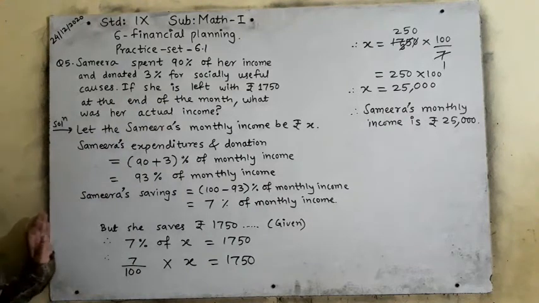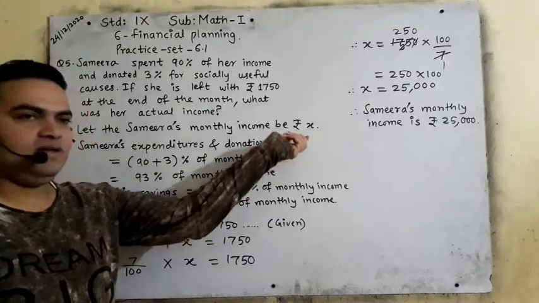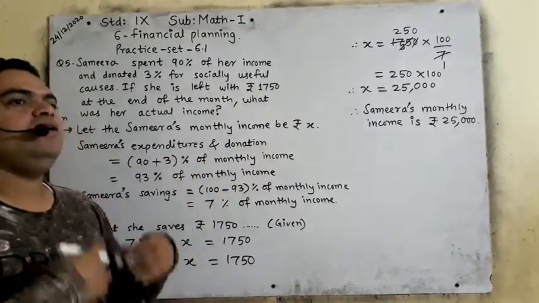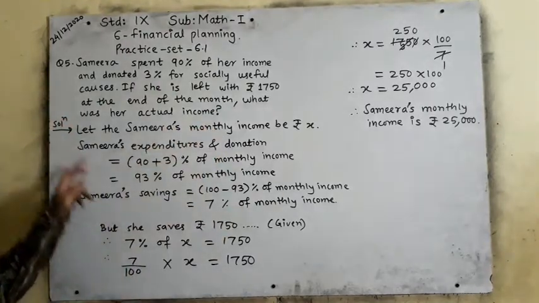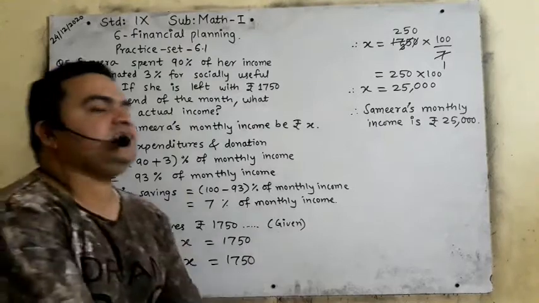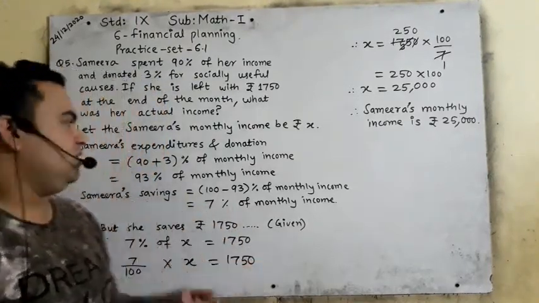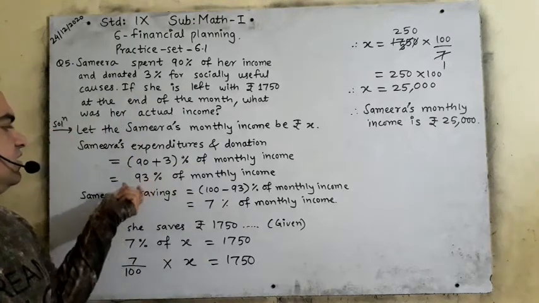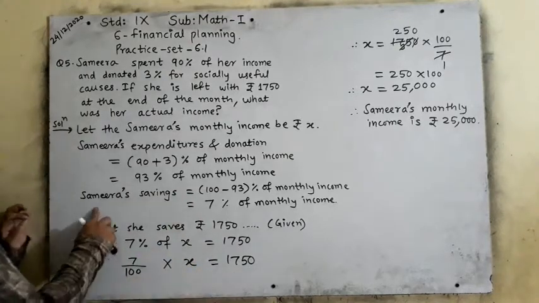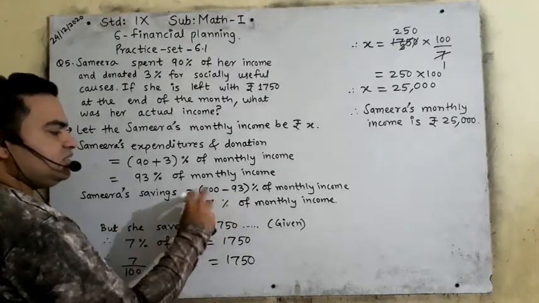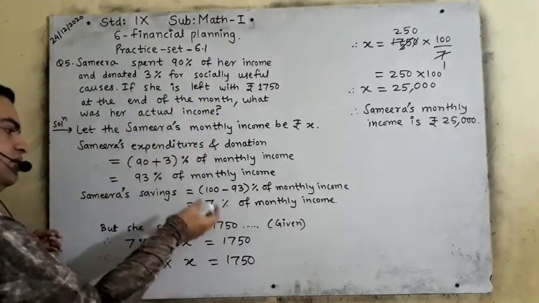All these three questions use the same method. What you will do: first you will consider x the amount received by Alka, or the monthly salary of Nikhil, or the monthly salary of Samira, to be x. First you will find out how much they spent, what their expenditure was, and add them all. That addition you will subtract from 100, because out of 100 this much percent was spent, so the rest is savings. And how much is left with them, the savings, that is the given percentage.